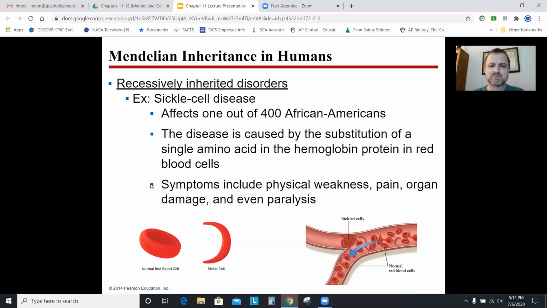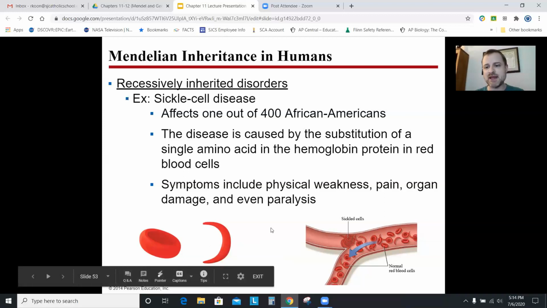So you have the wrong shape of your blood cells. You're weak, you get pain, the blood cells don't flow properly, you're fatigued, you can't carry oxygen. This is a recessive trait too.